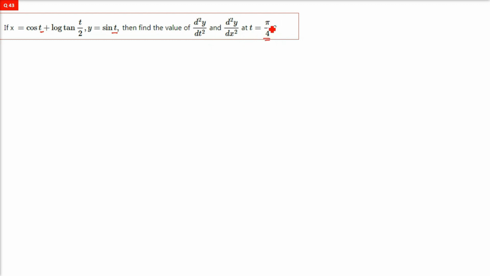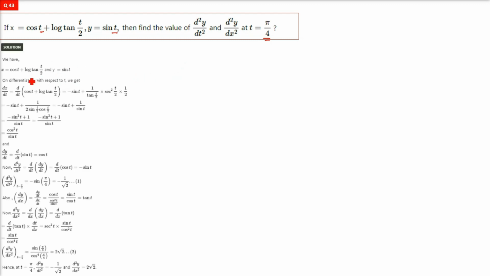Now remember, there is a question already being done. There is a question following also where t will be equal to pi by 3. So please understand it very carefully, because the reference is already given. So let us start. x equals cos t plus log tan t by 2, and dx by dt we are going to find out first. dx by dt, dy by dt, then dy by dx. This is how we proceed.